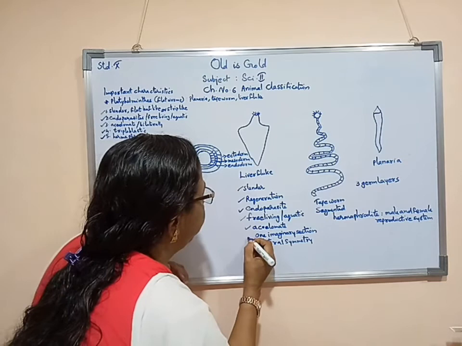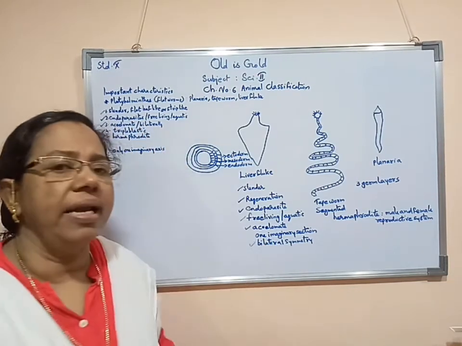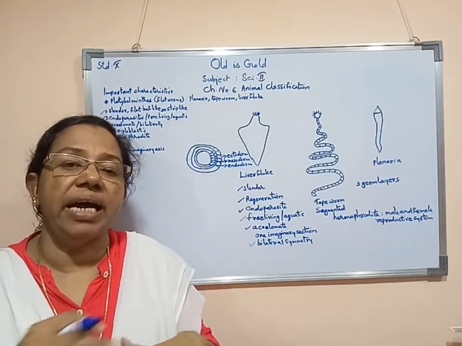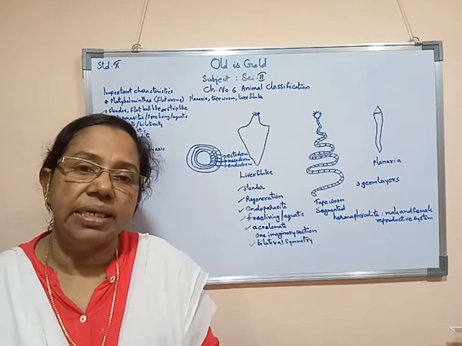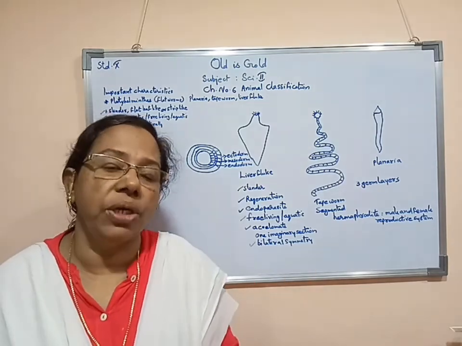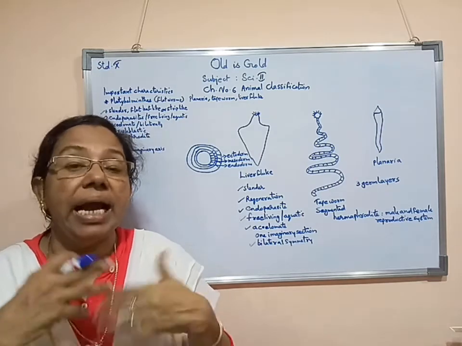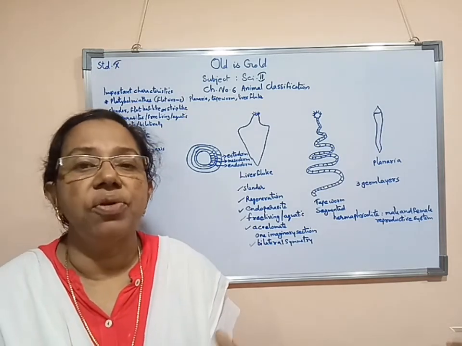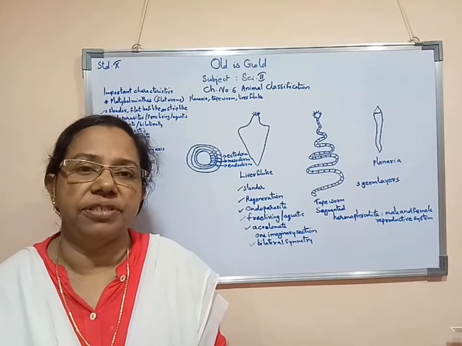Then they show which one? Bilateral symmetry. Why? Because they are having only one imaginary section. Through that, if we cut its body, we will get 2 equal halves. Any other way, if we cut their body, we won't get 2 equal halves.